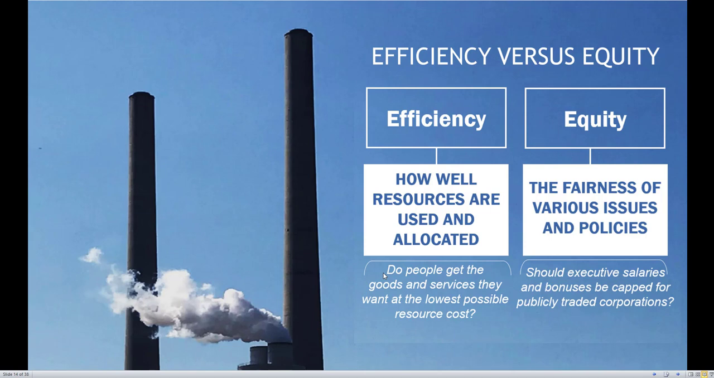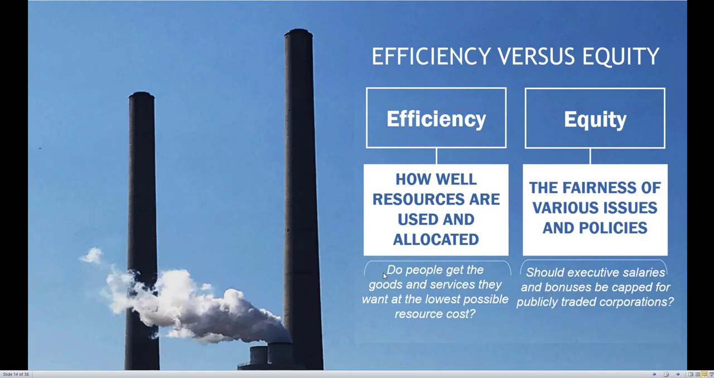So knowing a brief definition of each of these concepts, which one do you think economists are going to be a little bit more concerned about? Efficiency or issues of equity? Economists are going to be concerned with issues of efficiency a little bit more, because we believe that we are better equipped to answer issues of efficiency rather than issues of equity.